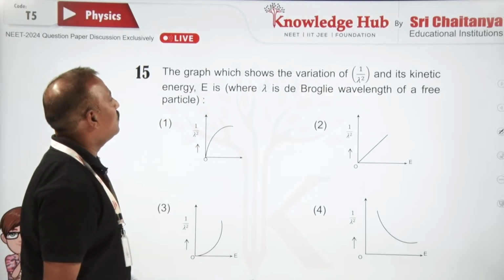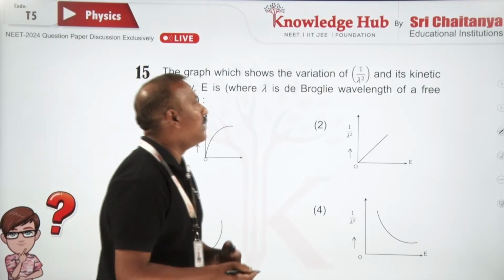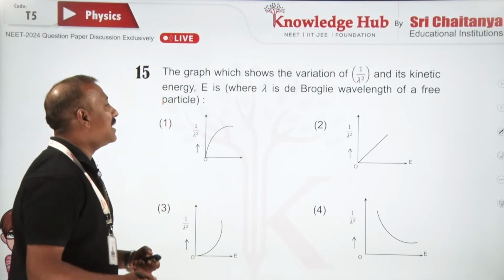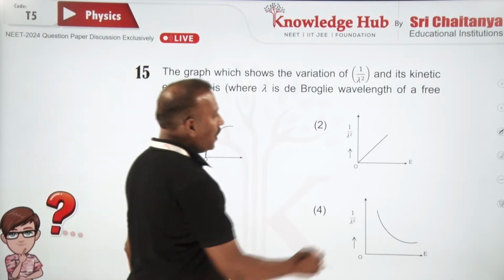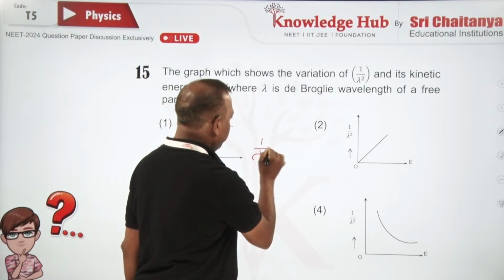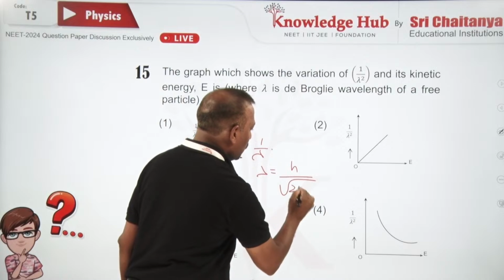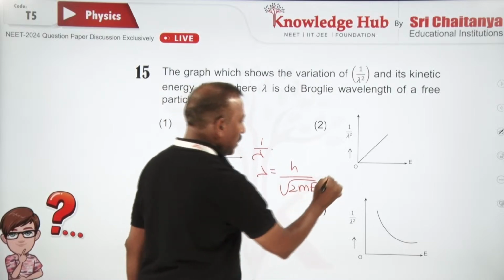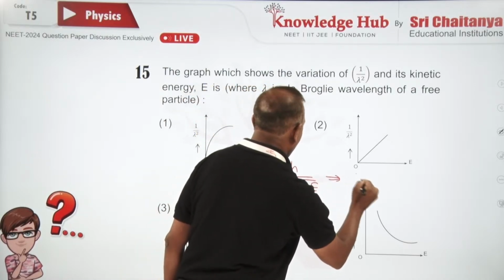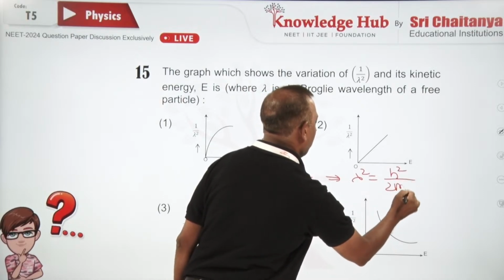Children, we are moving on to the 15th one. The graph which shows the variation of 1 by lambda square and its kinetic energy E is. The de Broglie wavelength is given by lambda equal to h by root over 2mE. Therefore, squaring on both sides, we have lambda square equal to h square divided by 2mE.